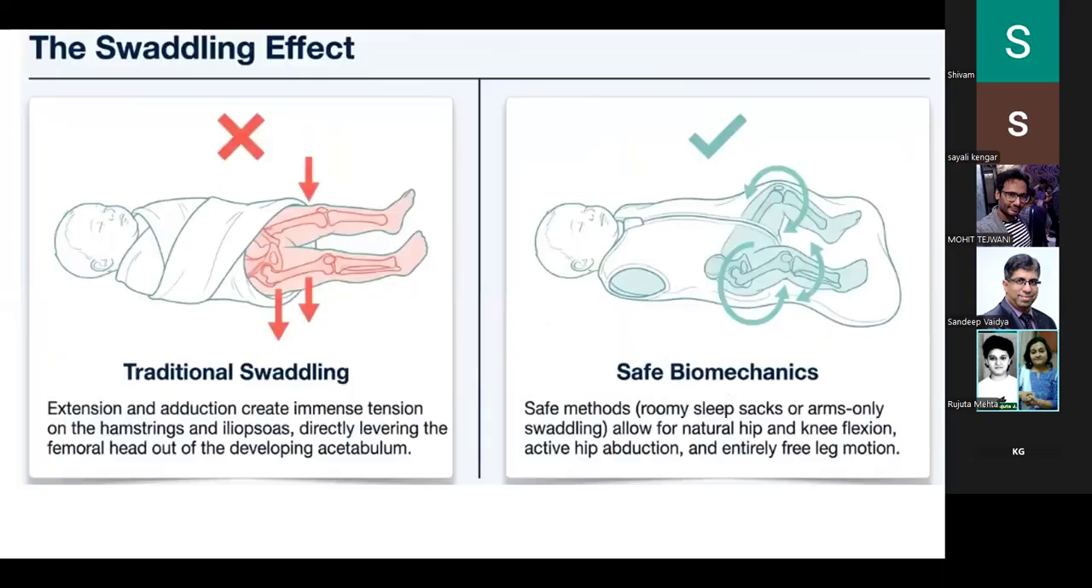Swaddling effect. Traditional swaddling practices, which involve the extension and adduction of the lower limb, create immense tension on the hamstring and iliopsoas, directly levering the femoral head out of the developing acetabulum. Nowadays, safe swaddling practices are encouraged, which involve safe methods that allow for natural hip and knee flexion, active hip abduction, and entirely free leg motion.